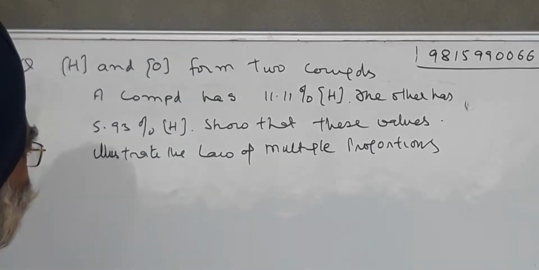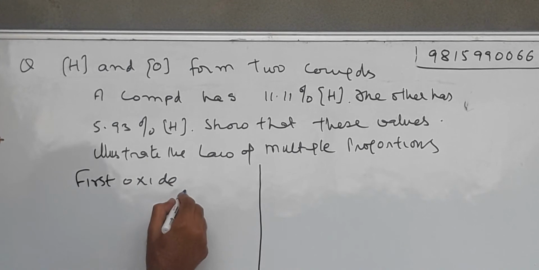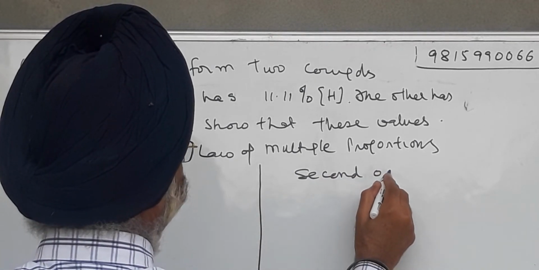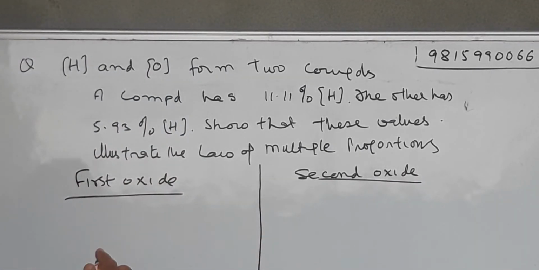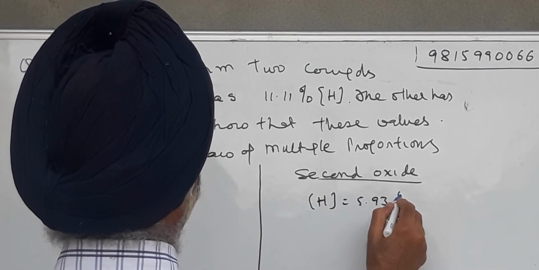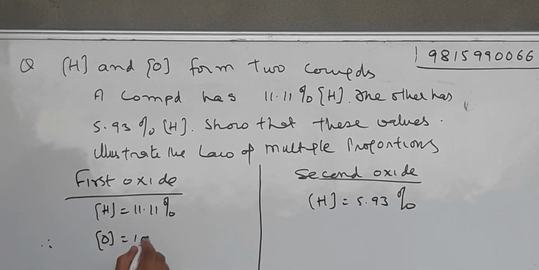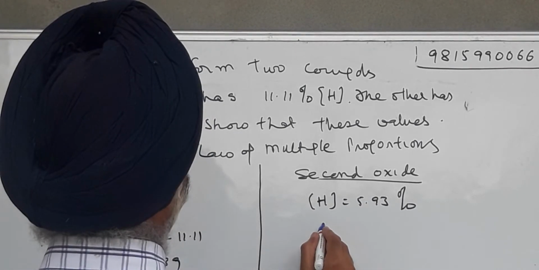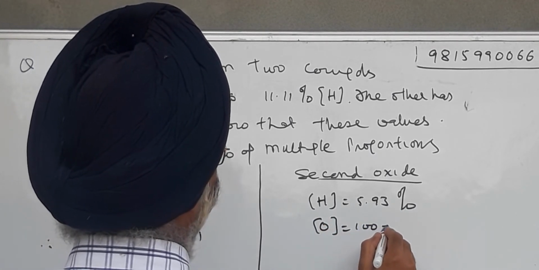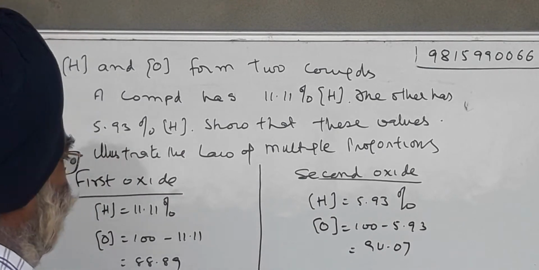We shall bifurcate this space. First compound, second compound. First compound, hydrogen is 11.11%; second, hydrogen is 5.93%. Therefore, oxygen is equal to 100 minus 11.11, 88.89. Oxygen, 100 minus 5.93, 94.07.